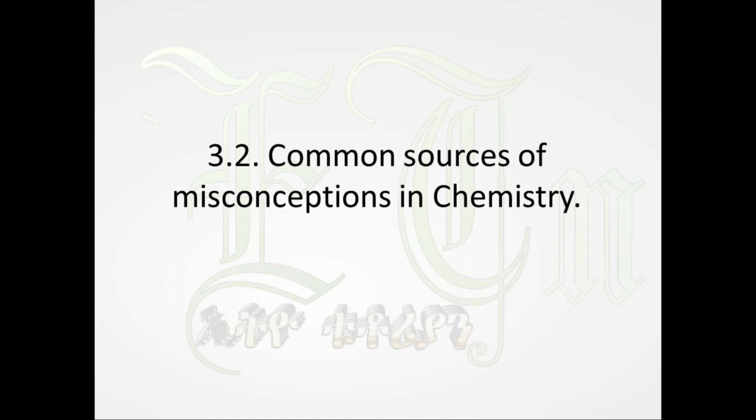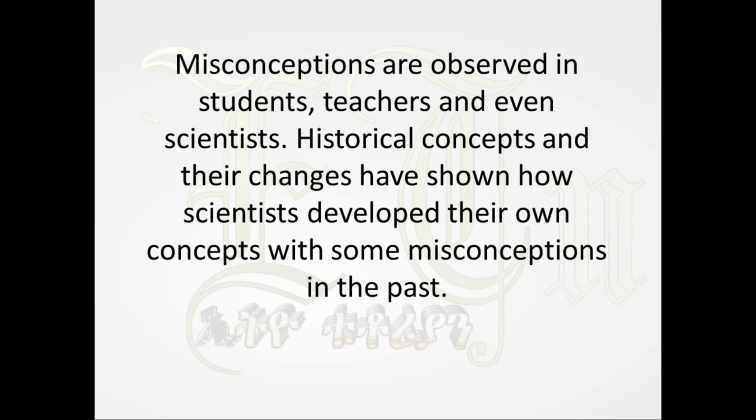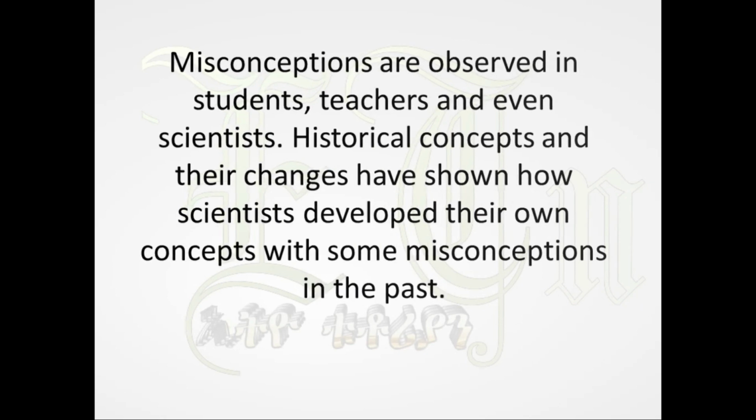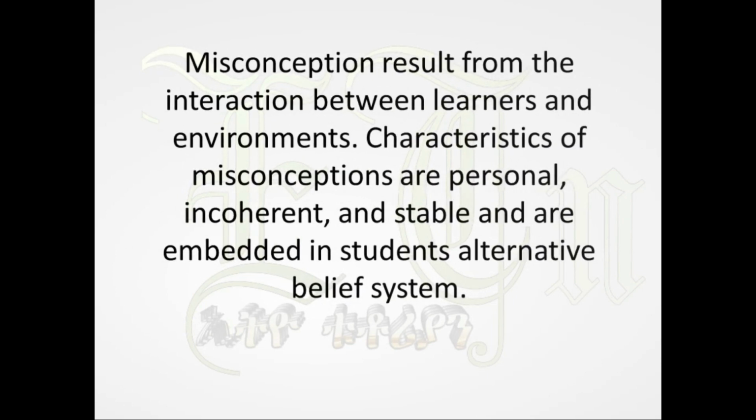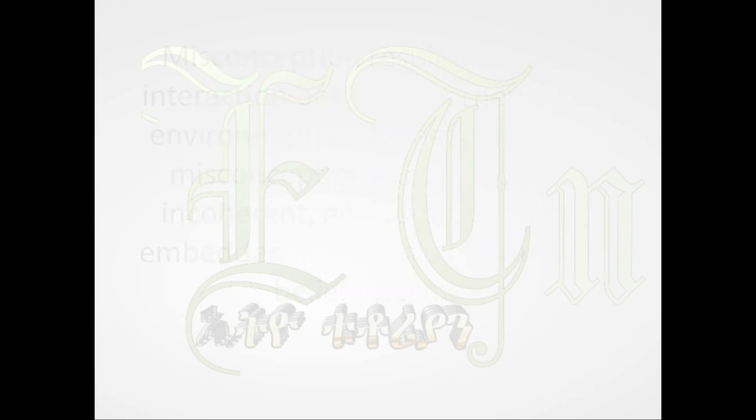3.2. Common sources of misconceptions in chemistry. Misconceptions are observed in students, teachers, and even scientists. Historical concepts and changes have shown how scientists developed their own concepts with some misconceptions in the past. Misconceptions result from the interaction between learners and environments. Characteristics of misconceptions are personal, incoherent, and stable, and are embedded in students' alternative belief system.